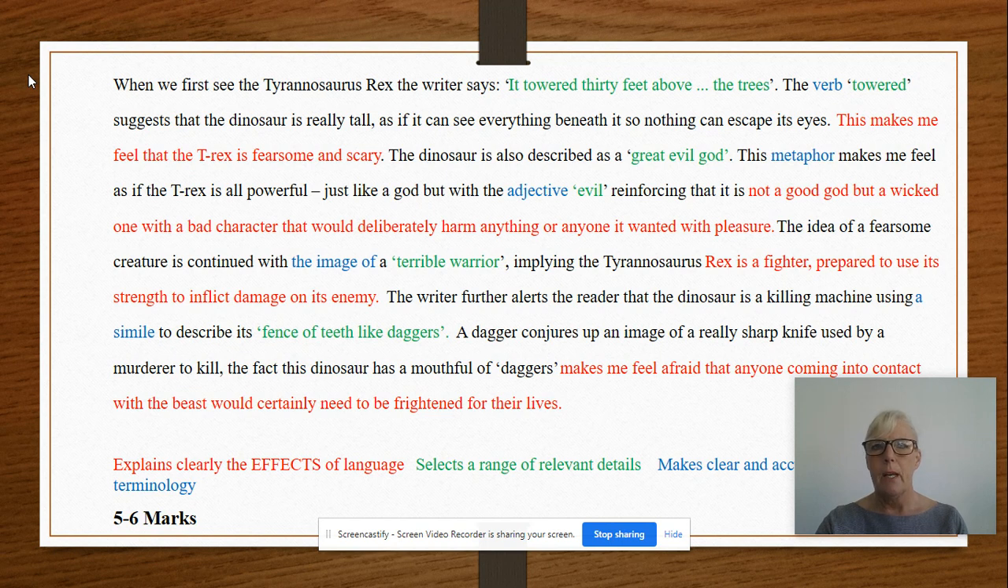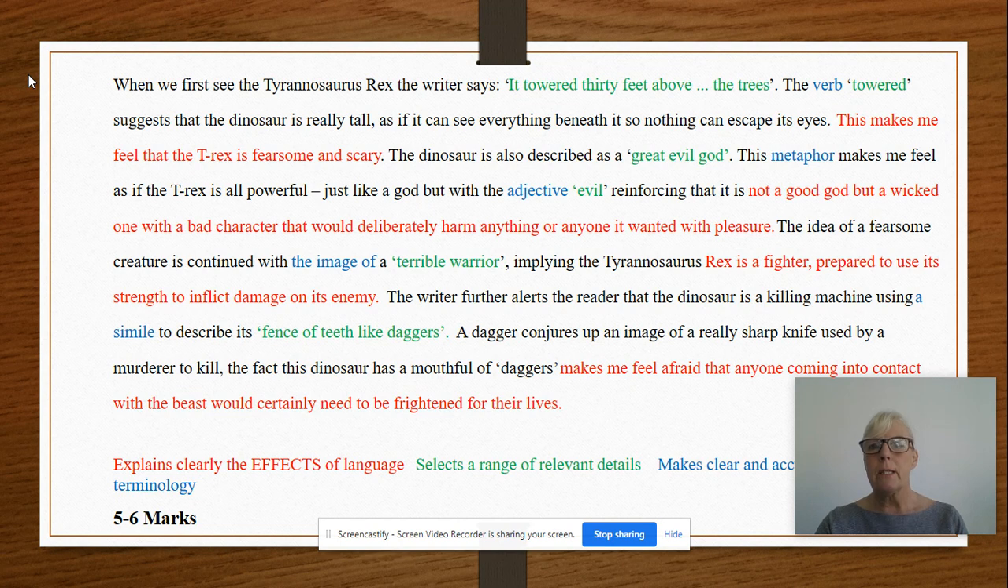That's good. The verb tower, what does it suggest? Suggests the dinosaur is really tall, so they're making a good point here, as if it can see everything beneath it, so nothing can escape its eyes. Really good point. And then we've got the effect. This makes me feel that the T-Rex is fearsome and scary. So all good at the moment.